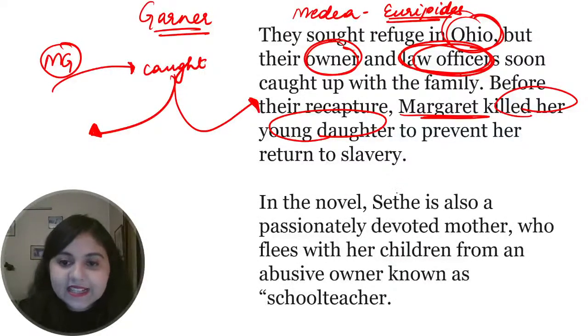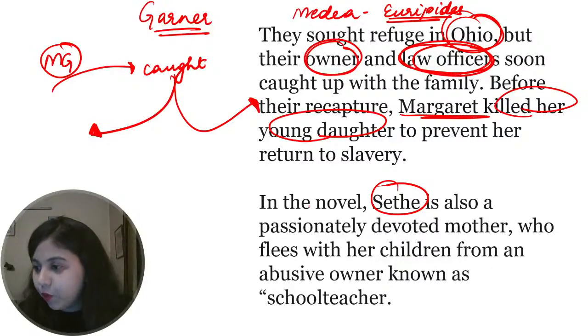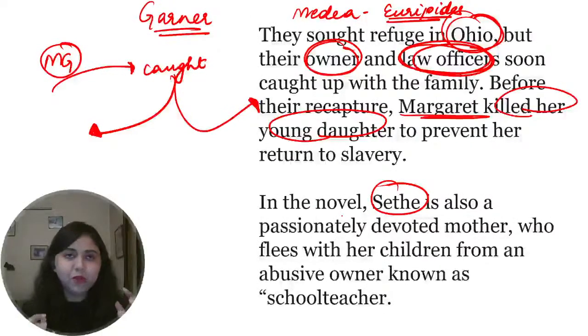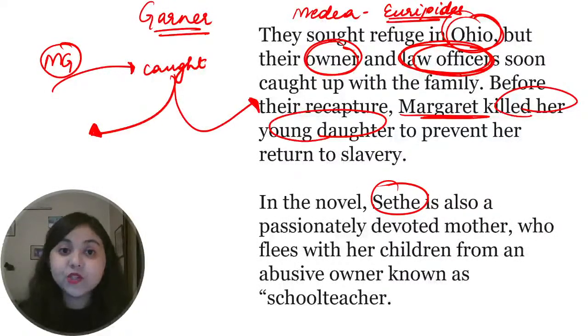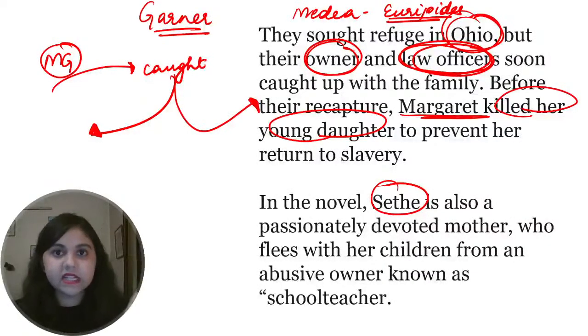And of course, she's a very devoted mother. When you look at the character of Sethe, you'll fall in love with her because she's so caring. She has this nourishing ability. And she's also got the prudence, the intelligence to understand what circumstances are conducive and what circumstances are not. So she has that mental agility also, despite being a slave. Because obviously, when will you escape? Only when you are alert.